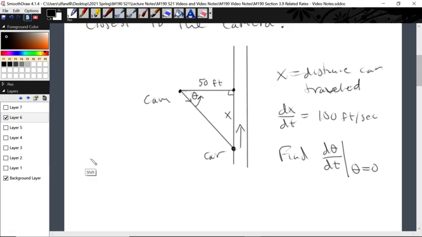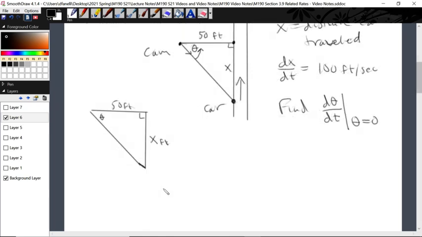Now I'm going to simplify this diagram a bit. We have a right triangle. We have theta right here. This side is length 50, that's 50 feet. This is a right angle. This is x, where x is also measured in feet. Find d theta/dt.